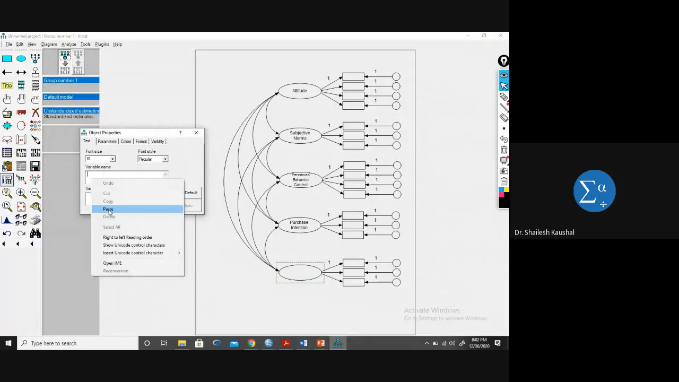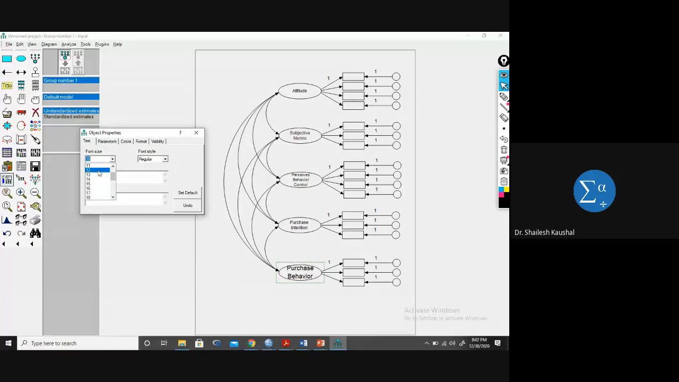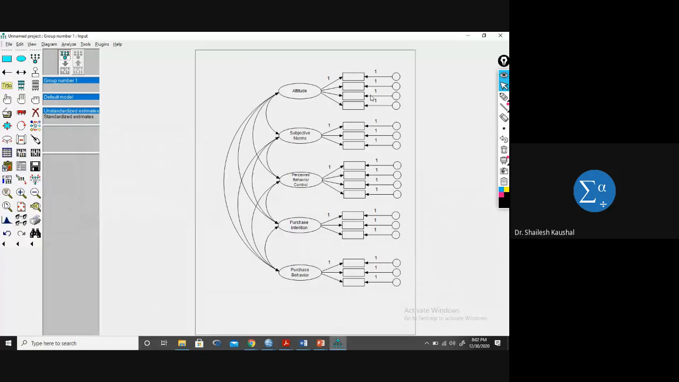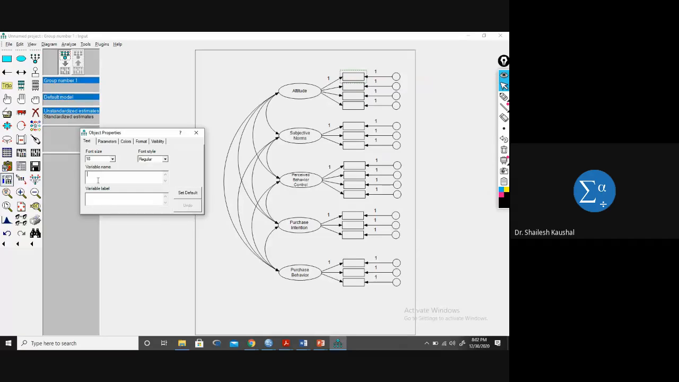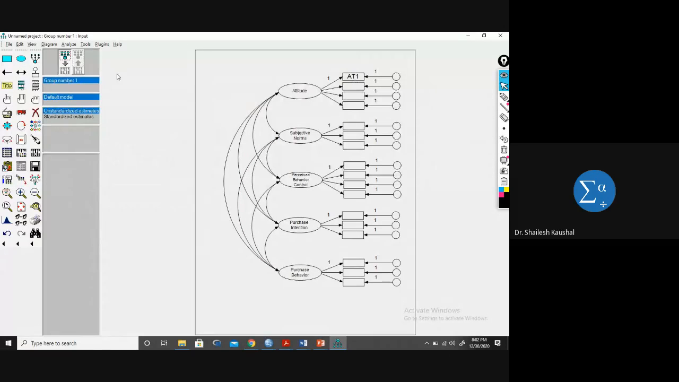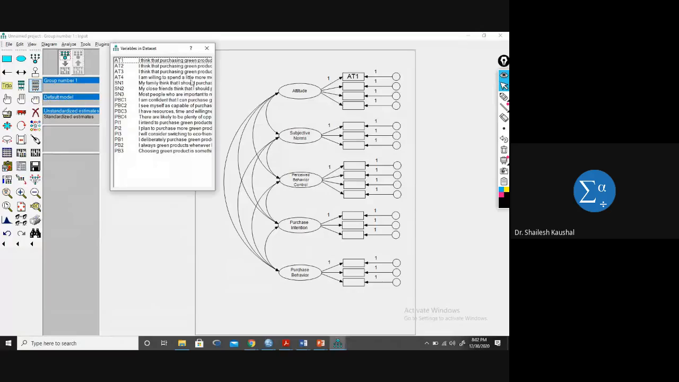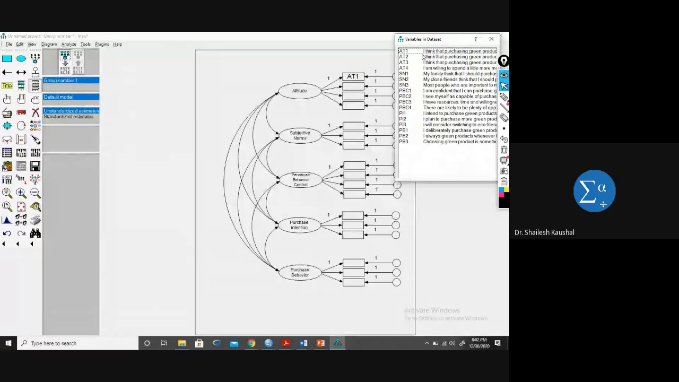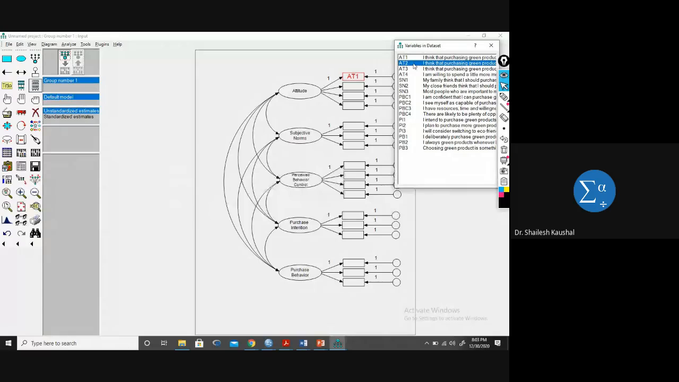This is purchase behavior, and okay. Now I will put here 81, because attitude has 4 questions. Either I can write here 81, or the other way is to directly drag and drop from this list. But if I directly drag and drop, the whole question will come here, like this, the whole question.